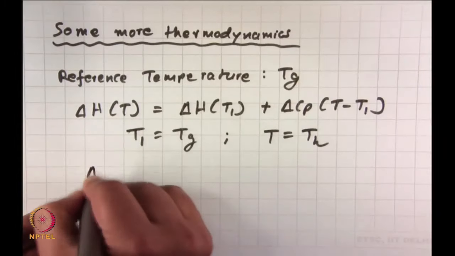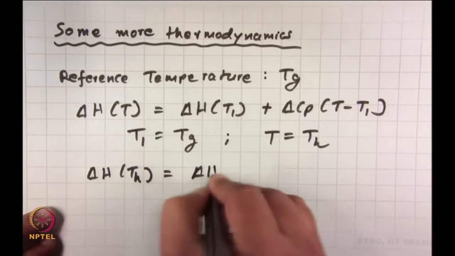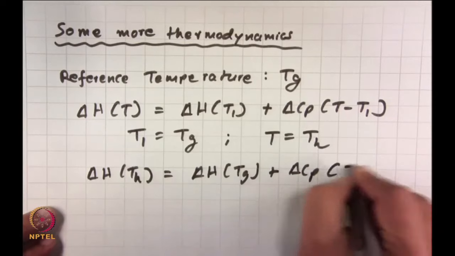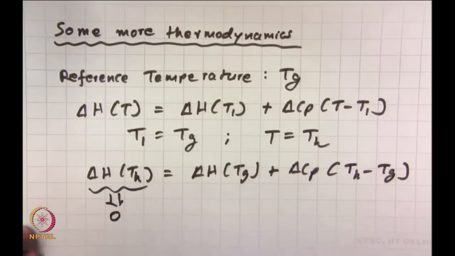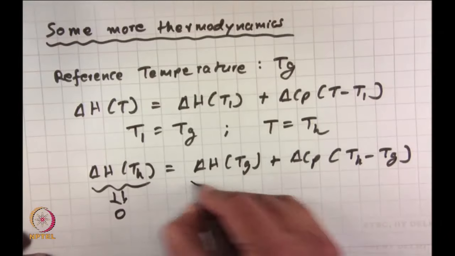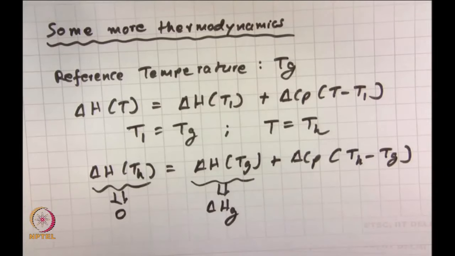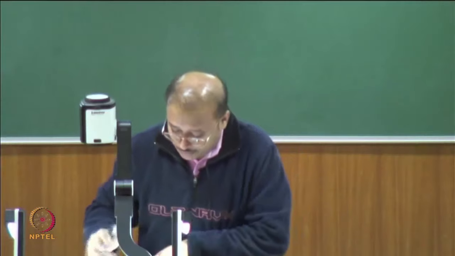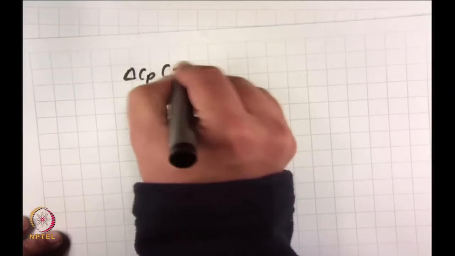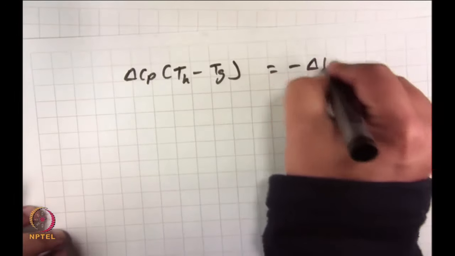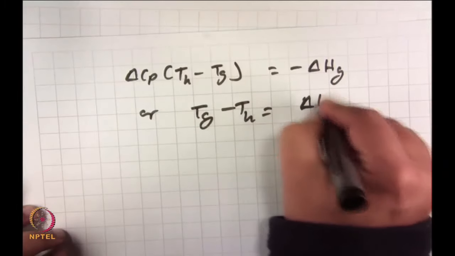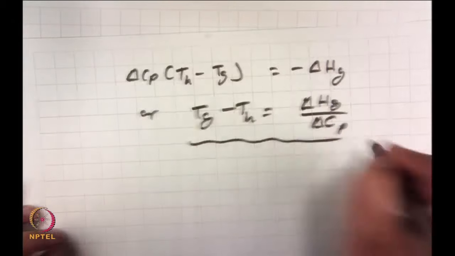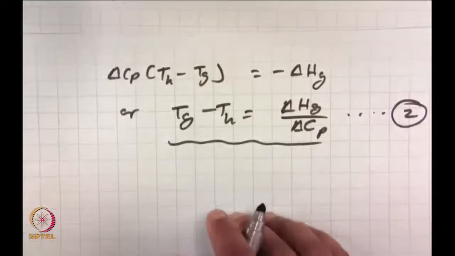Based on that, we can write delta H(Th) equal to delta H(Tg) plus delta Cp (Th minus Tg). And here delta H(Th) goes to 0 by definition. Delta H(Tg) we will abbreviate as delta H G. From here what we got was this relation: delta Cp (Th minus Tg) is equal to minus delta H G, or Tg minus Th is equal to delta H G over delta Cp. I forgot what the number of this equation was. I think it was 2, if I remember correctly.